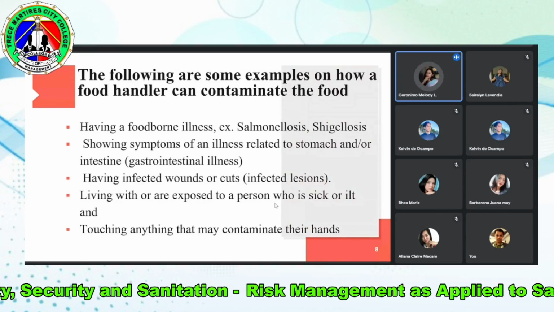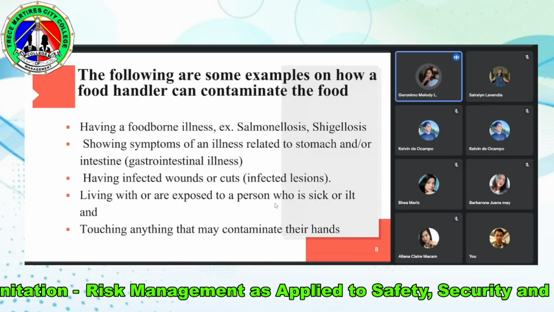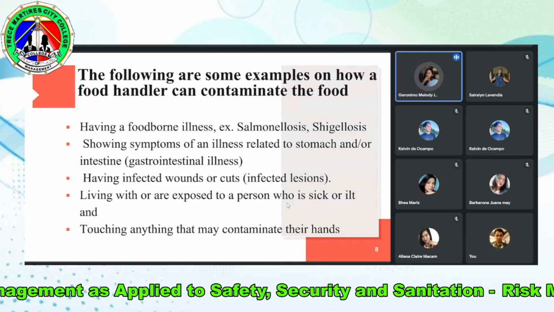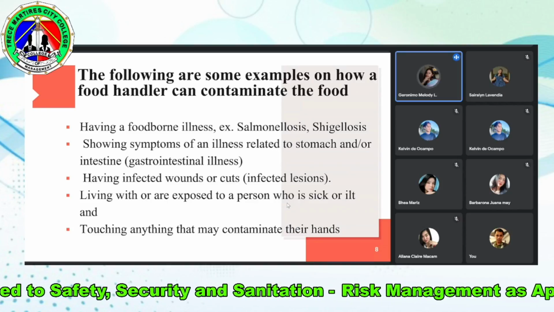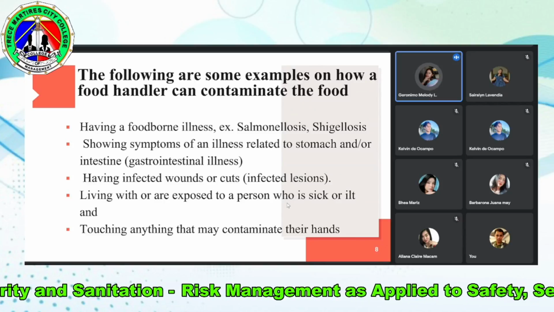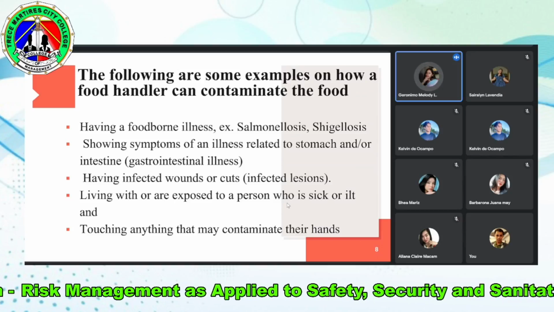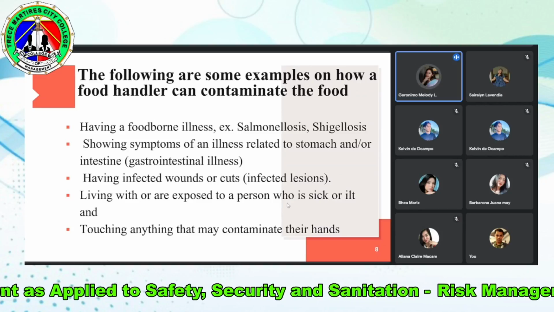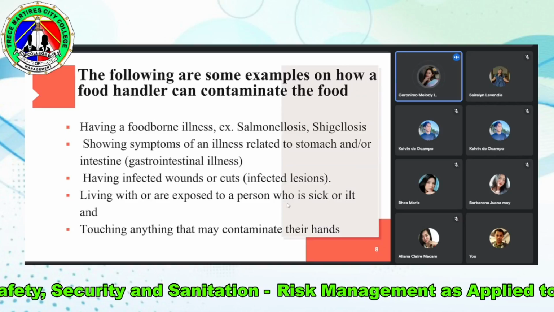So, the following are some examples on how a food handler can contaminate the food. First, of course, when si food handler are having foodborne illness like salmonellosis and shigellosis. And next, if si food handler are showing symptoms of an illness related to stomach or intestine like gastrointestinal illness. So, and third, when food handler are having infected wounds or cuts like infected lesions.